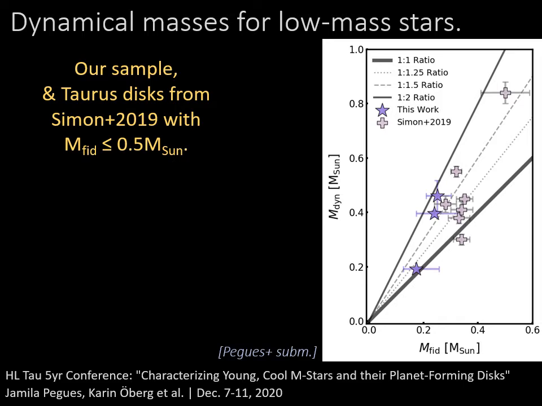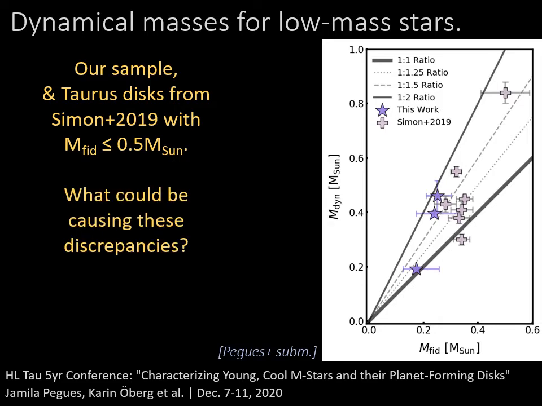The dark purple points are stars from this work, while the pale pluses are stars from a compilation of dynamical masses from 2019. Now, ideally, all points would fall along the thick black line, or the 1-to-1 ratio, which would indicate that these models are correctly predicting the dynamical masses. But instead, we see that these fiducial models are actually underpredicting the dynamical masses by 25% or more.